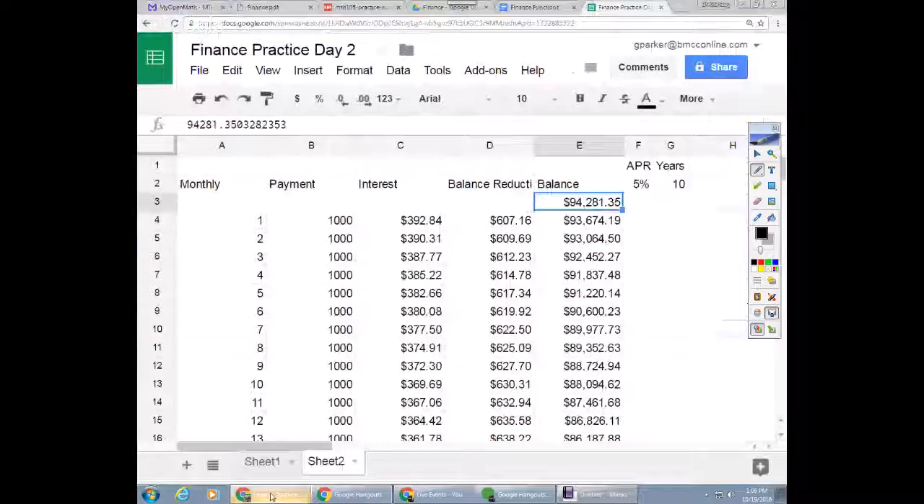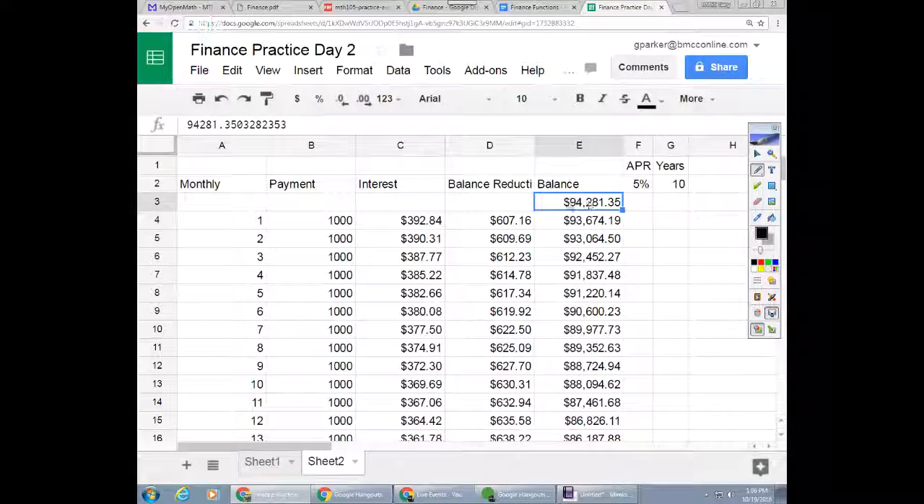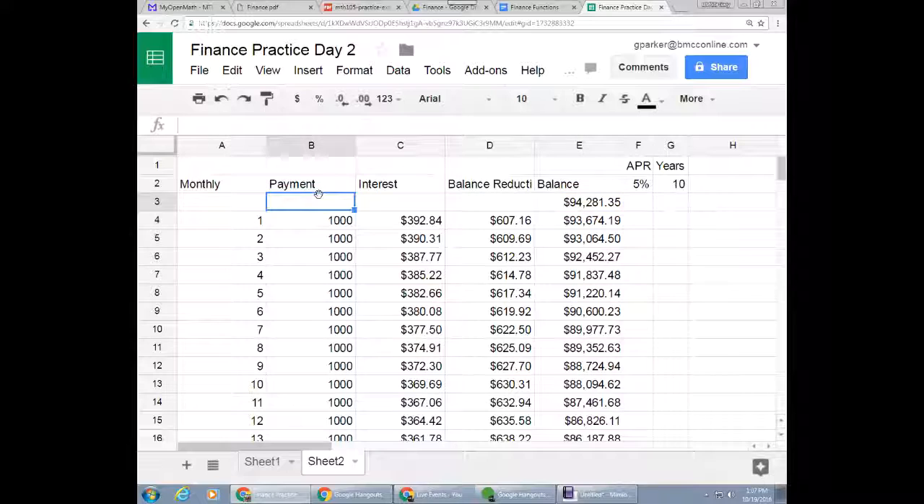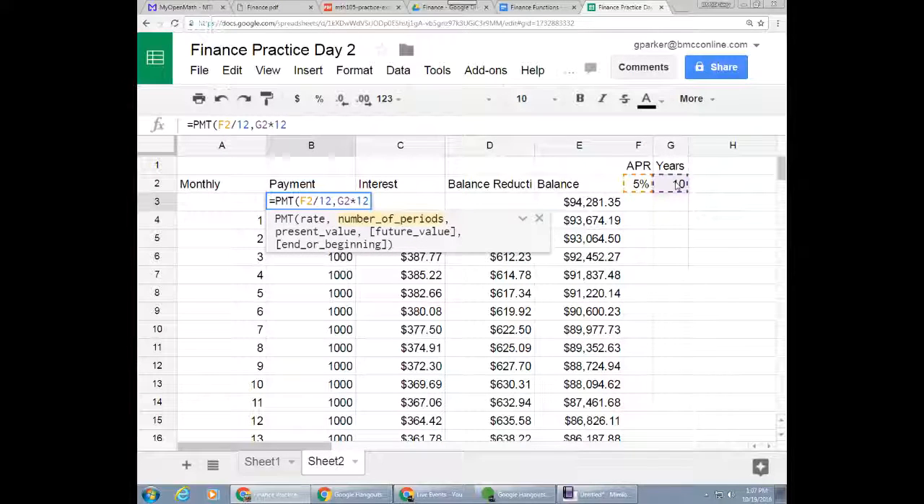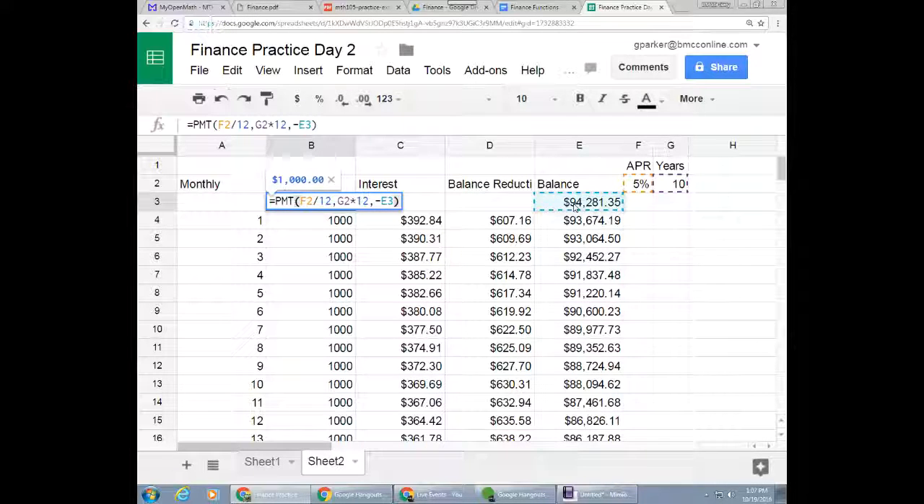So I'm going to double check that if I borrow $94,000 at 5% for 10 years, the payment should indeed be $1,000. And so my belief is I should type equals PMT, and the rate is going to be 5% divided by 12, because it's monthly payments, 10 years times 12. Present value is the negative of what I owe, and then I should be able to close the parentheses. The other two things are optional. Yep, I have to pay $1,000 a month to pay that off.